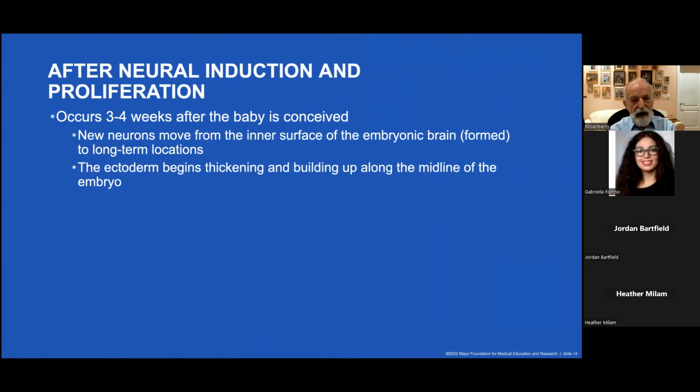Migration. After neural induction and proliferation occurs 3 or 4 weeks after the baby is conceived, new neurons move from the inner surface of the embryonic brain to long-term locations. The ectoderm begins thickening and building up along the midline of the embryo.